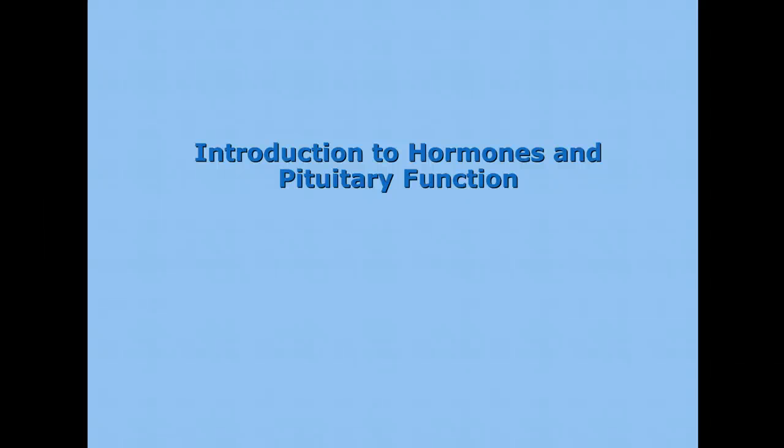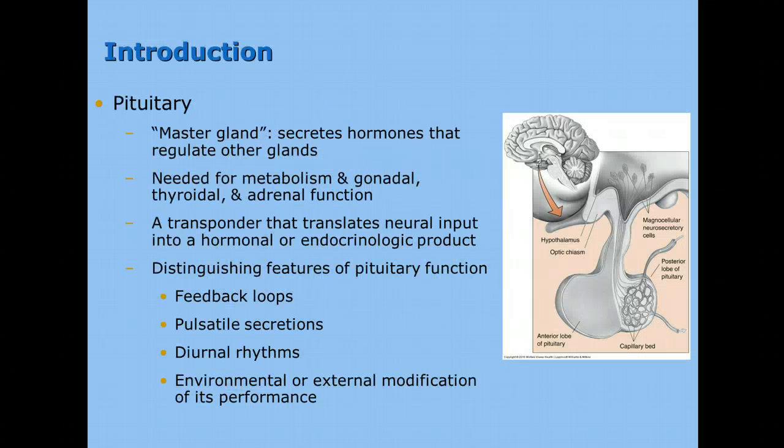This is the introduction to hormones and pituitary function. The pituitary gland is referred to as the master gland. It secretes hormones that regulate other glands within the body. It is needed for metabolism, gonadal function, thyroidal function, and adrenal function. It is a transponder that translates neural input into a hormonal or endocrinologic product.